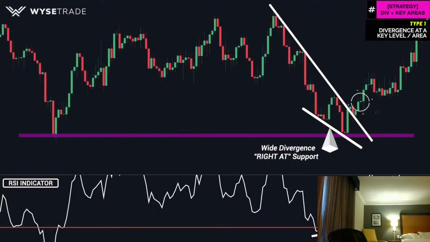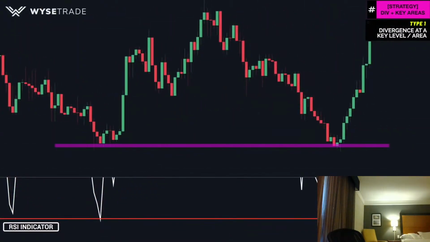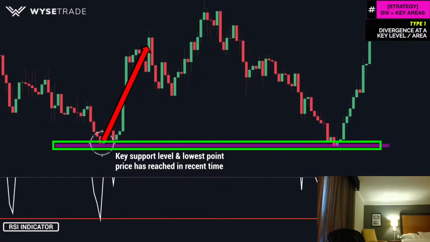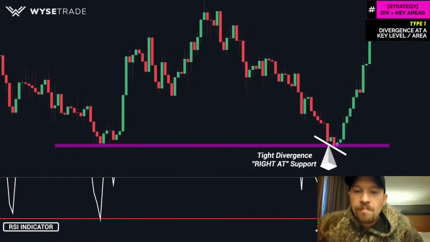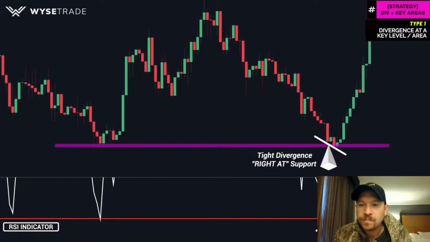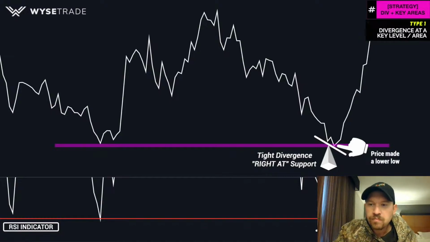So let's do the same thing except with tight divergence. Again, key support level, because price hit and reversed from here drastically. As price came back down, you had tight divergence form right at this key level of support. So switching to the line chart, again, price made a lower low, while the RSI made a higher low.